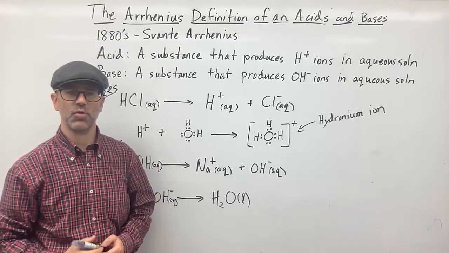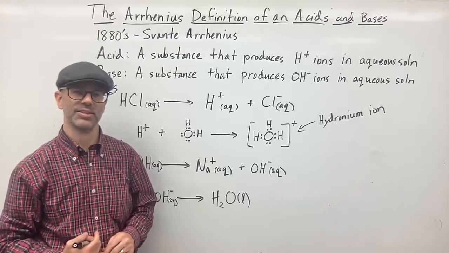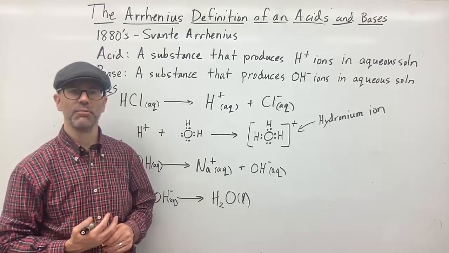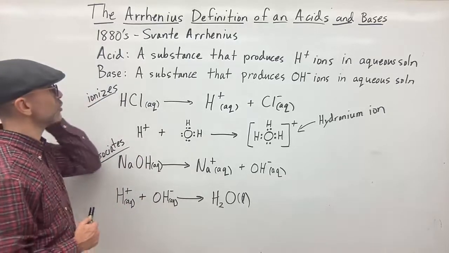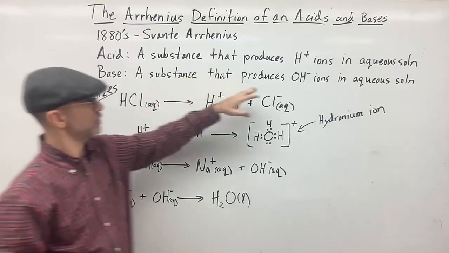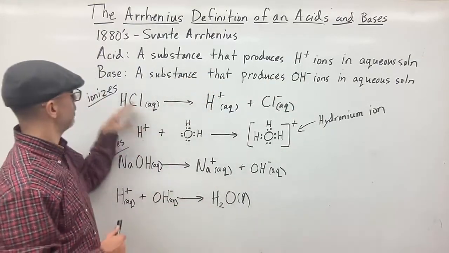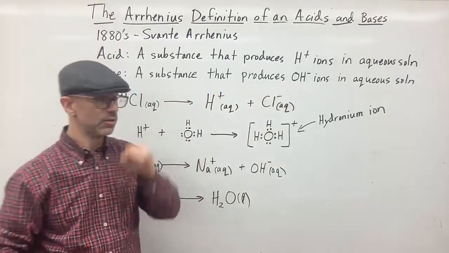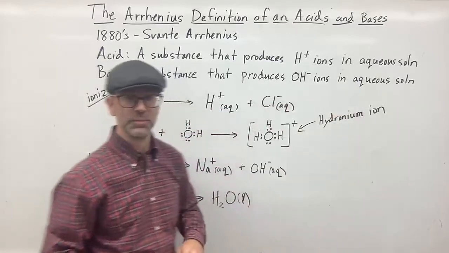My name is Mr. Kovalt, and in this video I'm going to be going over the Arrhenius definition of acids and bases. So these definitions came from Svante Arrhenius in the 1880s, and according to Arrhenius, an acid is a substance that produces H+ ions in aqueous solution. And a base is a substance that produces OH- ions, or hydroxide ions, in aqueous solutions.